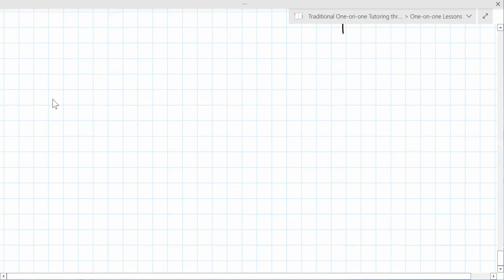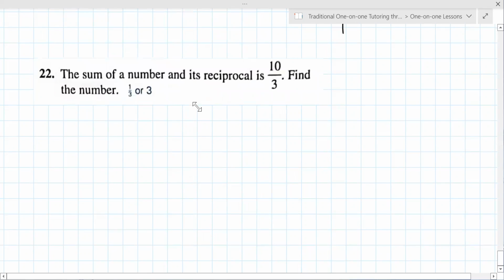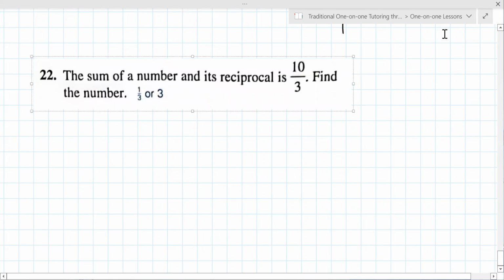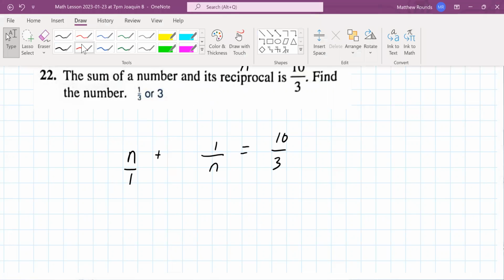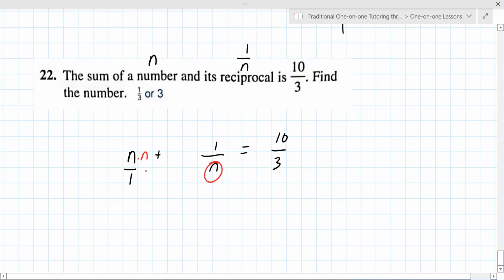Okay, 22 says the sum of a number and its reciprocal is 10/3. So generally n is the number, its reciprocal is 1 over n. Yes. And this is 10/3. So now the question is how to go about solving this. We're going to do this kind of like we did the work problem here. We're not going to multiply everything by n. We're just going to make a common denominator. So we're going to multiply it on the left, both of these by n.